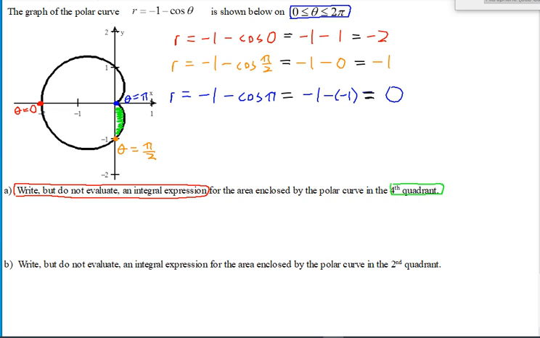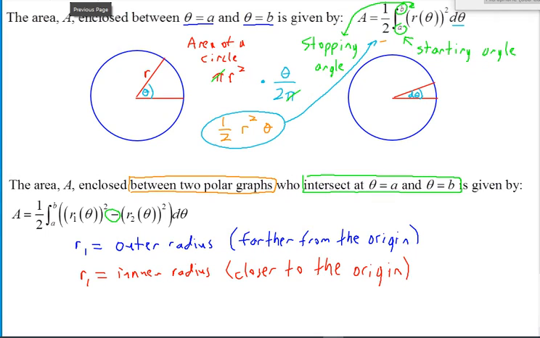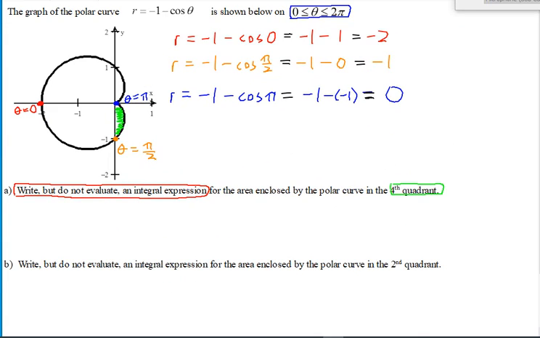So now we actually have enough information to answer part A, because we can see this area, it starts at pi over 2 and stops at pi for our angles. So that's our starting angle, pi over 2, and our stopping angle, pi. So for the area, we're going to use this formula right here. If you got a 1/2 out in front, that's what's a little different. You don't have anything out in front when you're doing an area for rectangular coordinates. But for polar coordinates, it's always a 1/2 out in front.